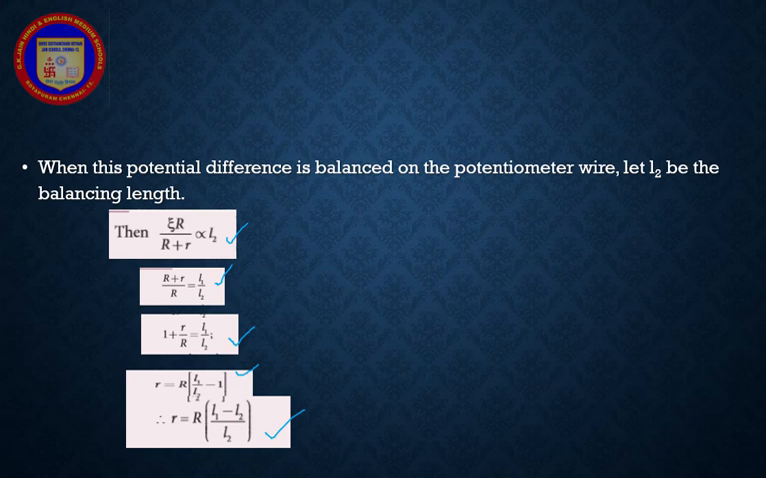It is found that the internal resistance of the cell is not constant, but increases with increase of external resistance connected across its terminals.